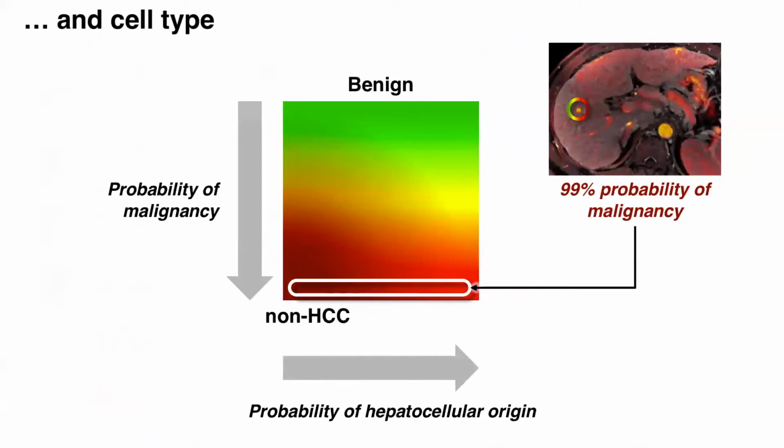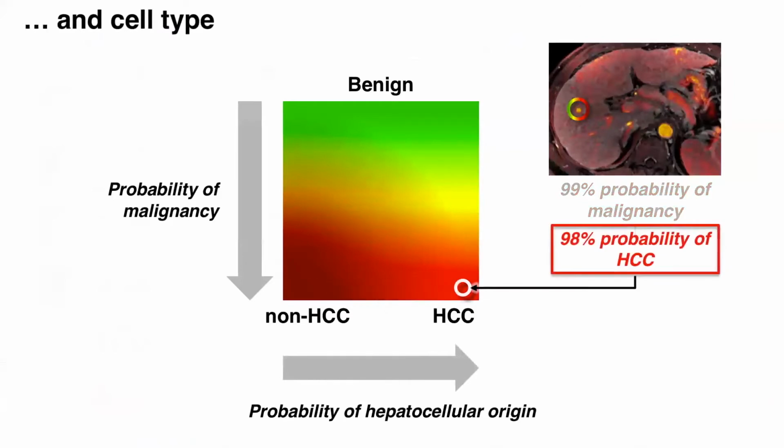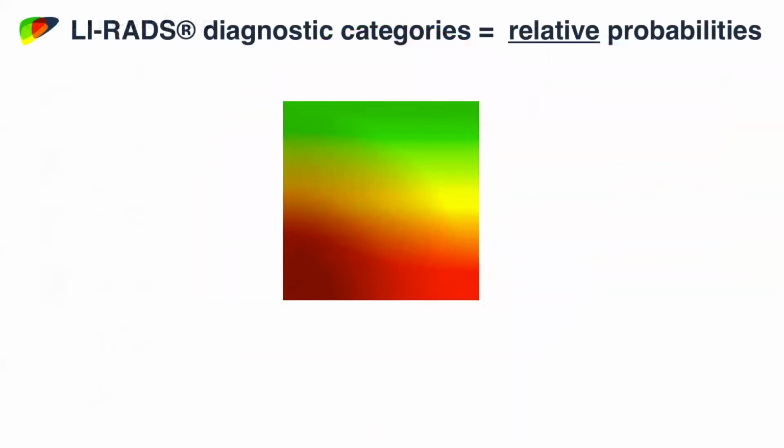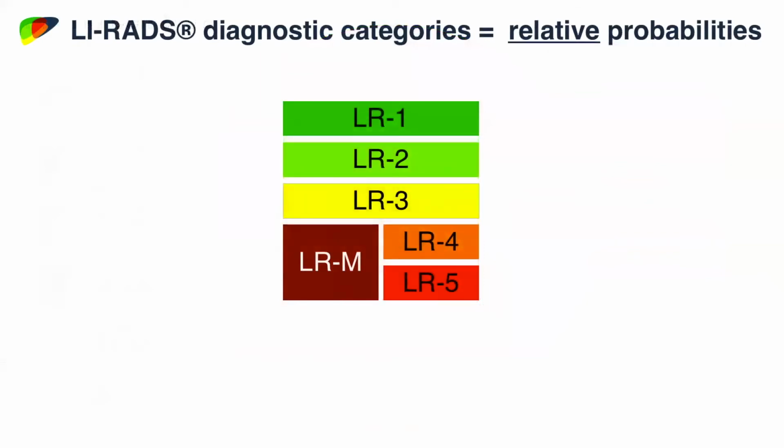So is this lesion not an HCC? Is this lesion an HCC? And in this case, we would like to be able to say that there's a 99% chance this lesion is a cancer, and there's a 98% chance that this lesion is an HCC in particular. Well, that would be ideal, but this is not possible in the year 2018. We do not have that knowledge, that technical capability. So instead, LI-RADS converts this continuous spectrum of probabilities into ordinal categories which define relative probabilities of these things.